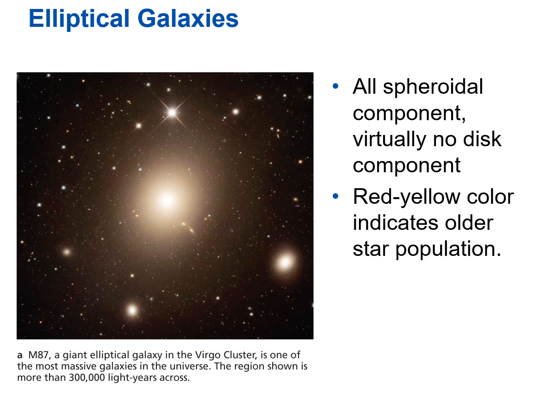This particular galaxy in this picture is a giant elliptical. It's called M87. It's about 55 million light years away. It's one of the most massive galaxies in the universe.